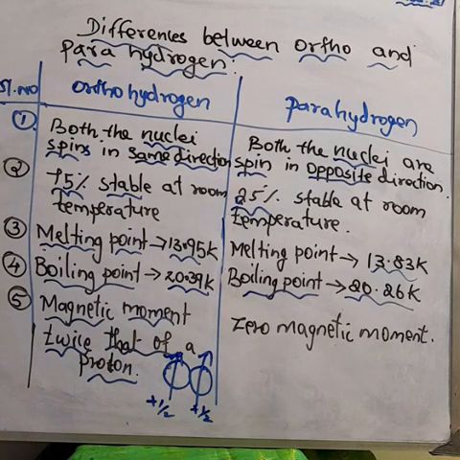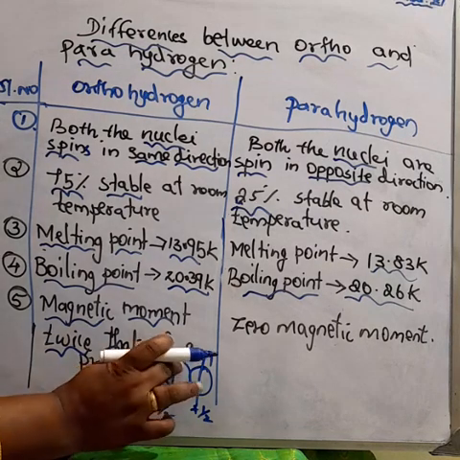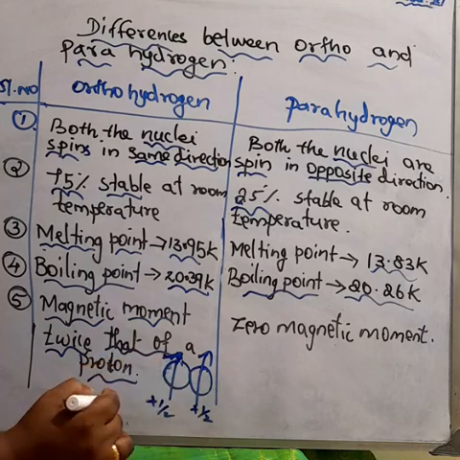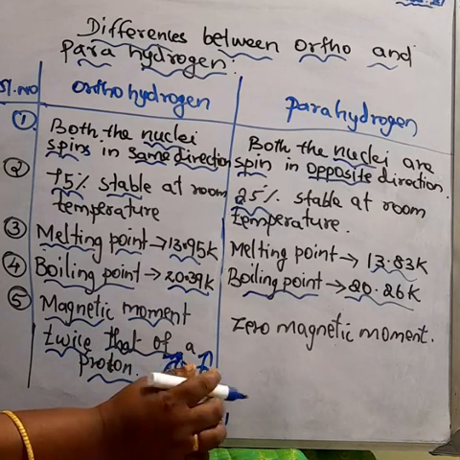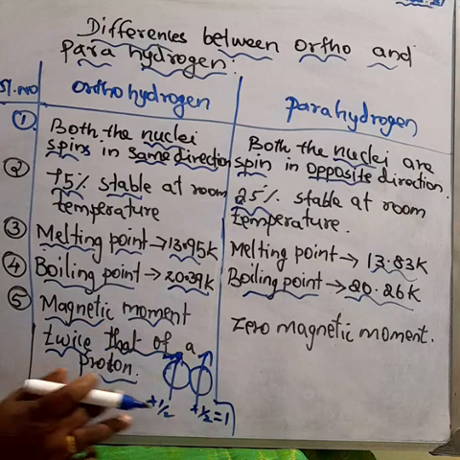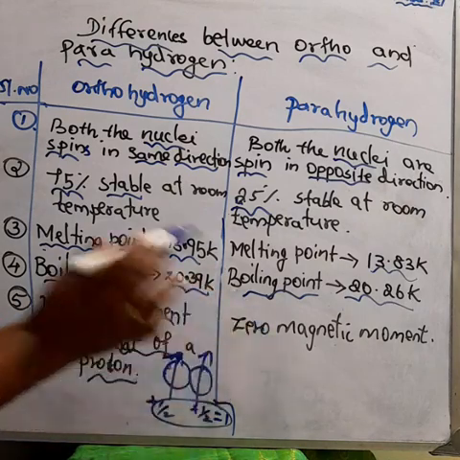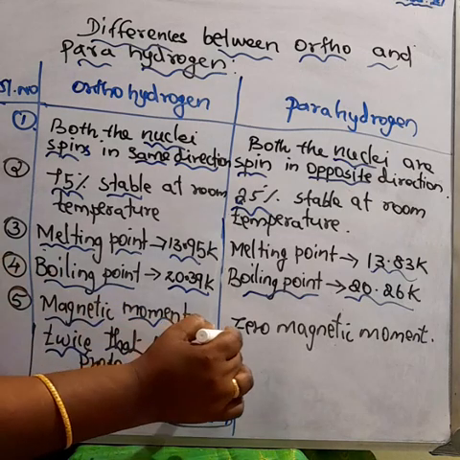Okay, so what is the magnetic moment? This is twice that of the proton. So this is half plus half, we get 1. What is the magnetic moment of the ortho hydrogen? It means 1. Okay, that is twice that of a proton. But para hydrogen means zero magnetic moment.